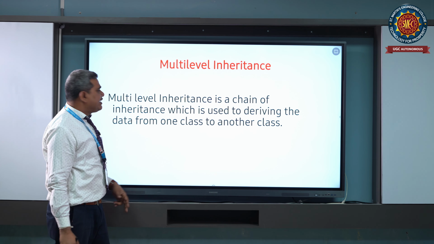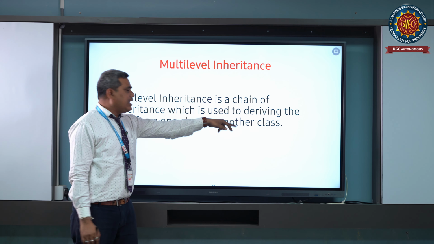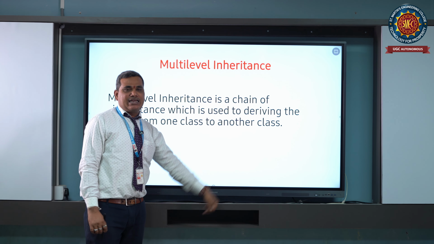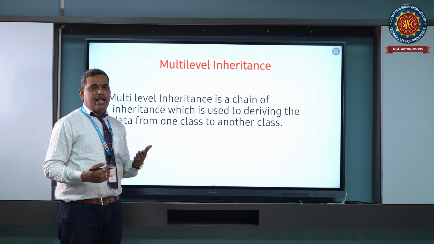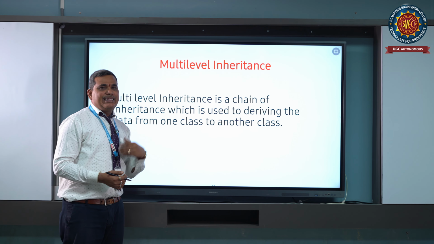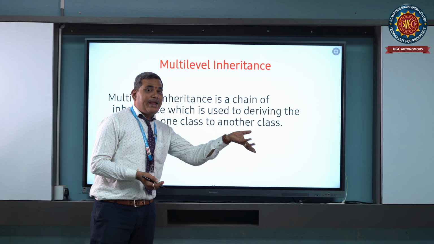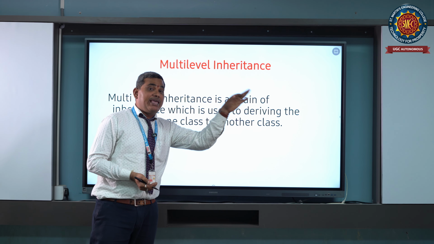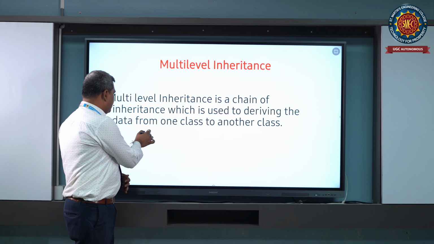Now see here, multi-level inheritance. Multi-level inheritance is a chain of inheritance which is used for deriving the data from one class to another class. Already I said A class is there, B class is there, and C class is there, and B is getting the data from A class, and C is also getting the data from B class. Automatically C is also getting the data from A class. That is called multi-level inheritance.